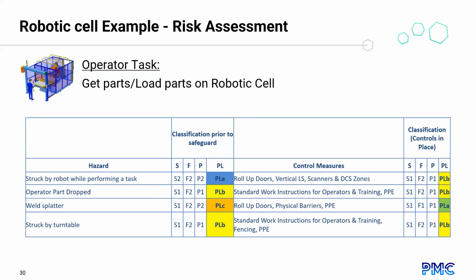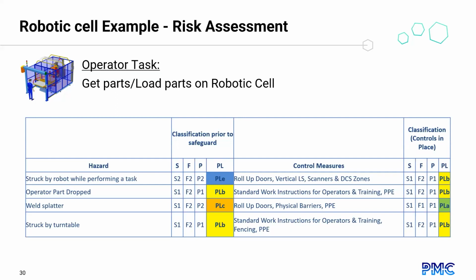So this was already a low severity hazard. So in this case, we remain with the same degree of severity, frequency, and possibility of avoiding. So we have exactly the same performance level. So in this case, PLB means that we have a low risk to the operator.